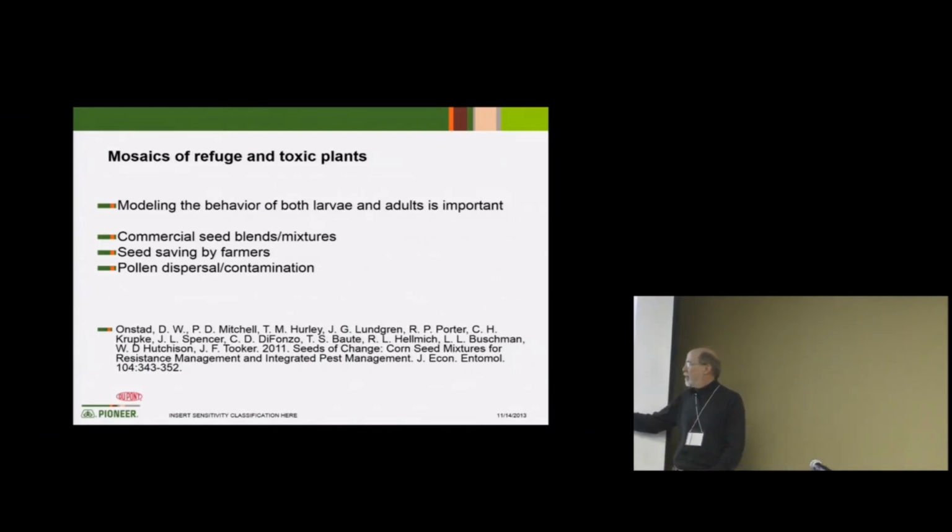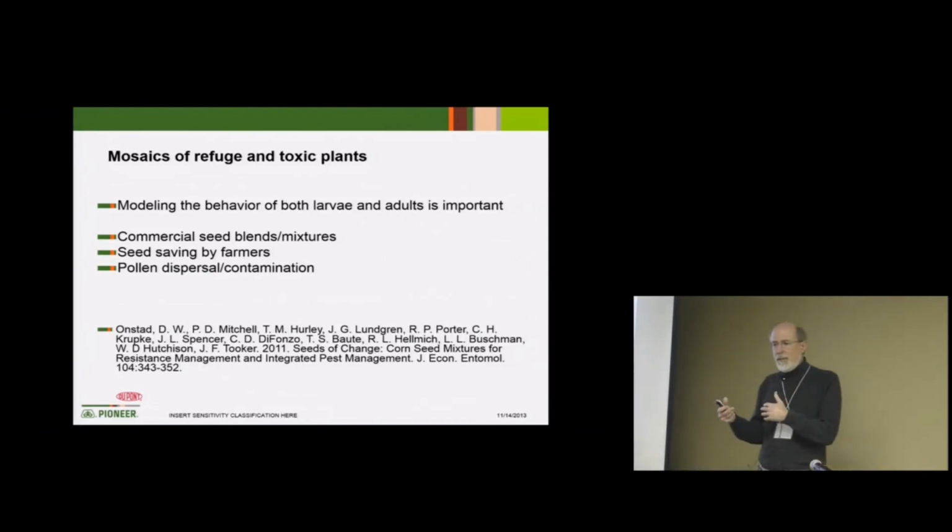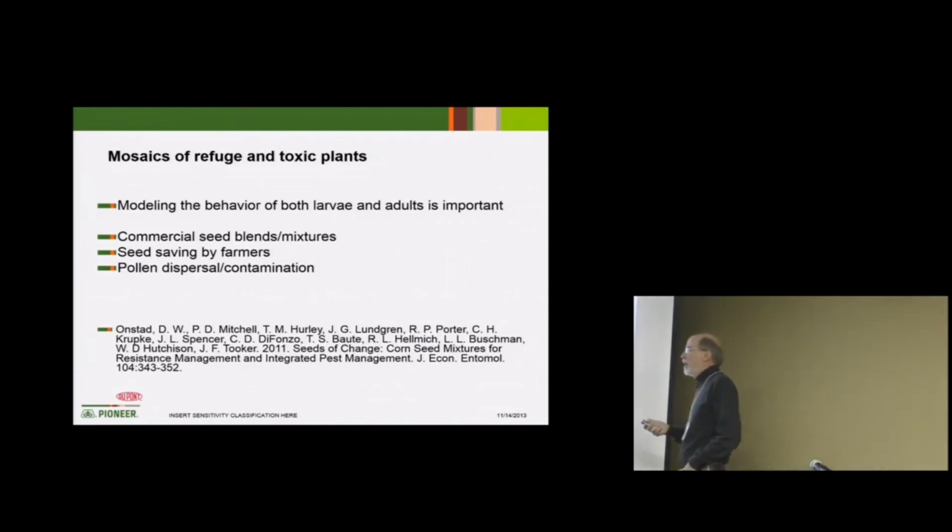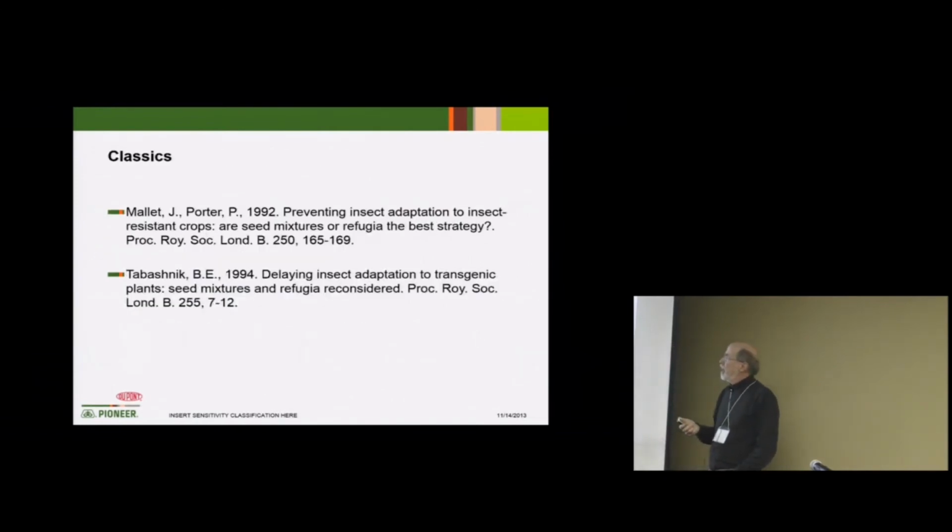And so some of us got together and published a paper called Seeds of Change, Corn Seed Mixtures and Resistance Management, looking at the variety of issues that have to be addressed when you really focus in on the landscape and what happens when you work with a seed blend. Throwing in some classic papers here in case you're not aware of them. Mallet and Porter in 1992, followed by Tabashnik in 1994, looked at this issue of seed mixtures and refugia in an abstract way, but still a very relevant way.